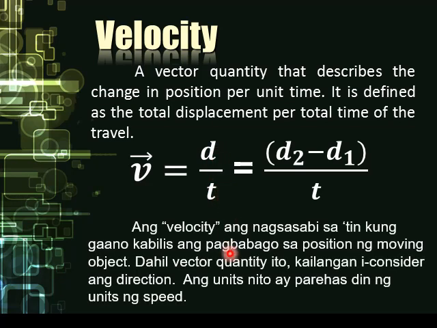Okay, so ang velocity ay nagsasabi sa atin kung gaano kabilis ang pagbabago sa posisyon ng isang object. So, dahil vector quantity ito, kailangan nating i-consider ang direction. Ang units nito ay parehas din ng units ng speed. So, meron din siyang kilometers per hour, or knots, or meters per second.